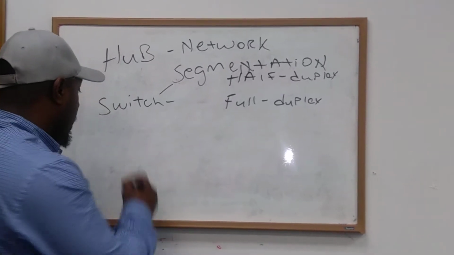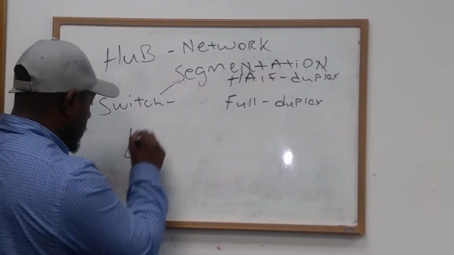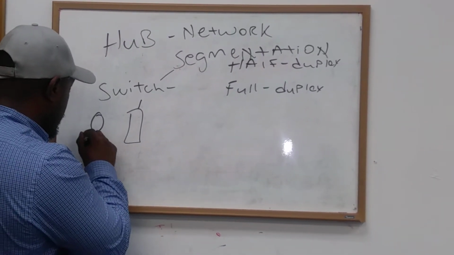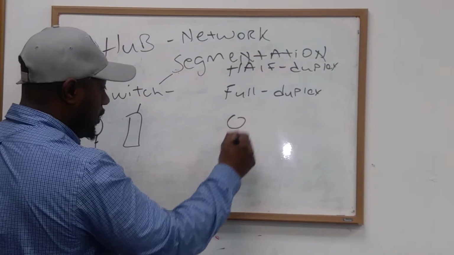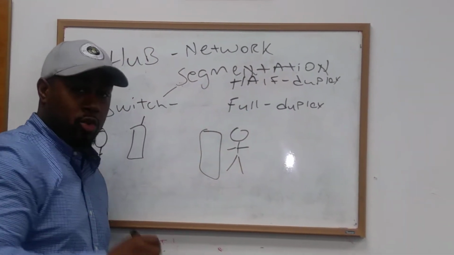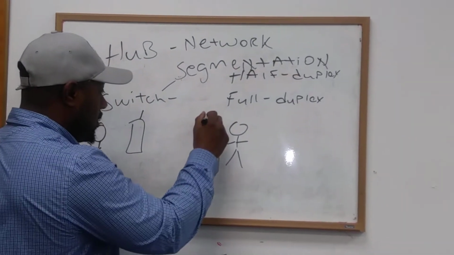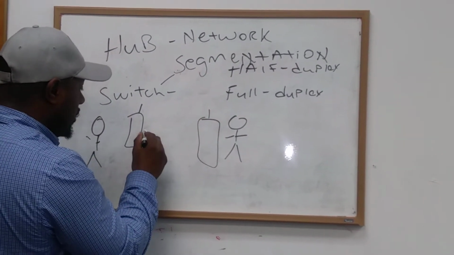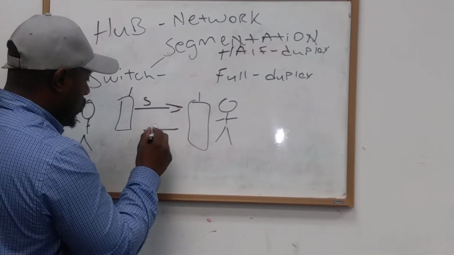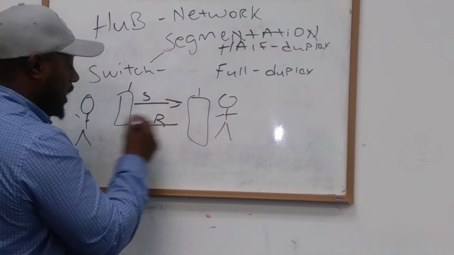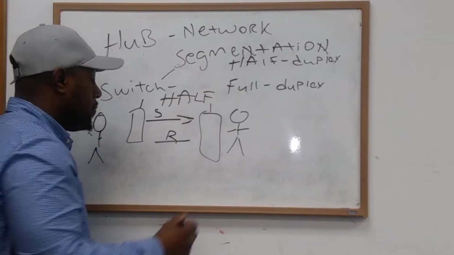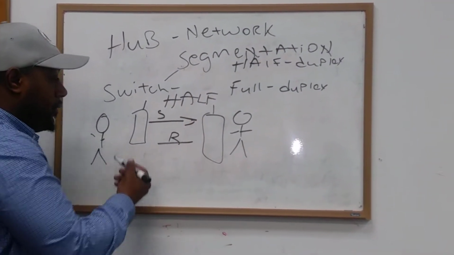a walkie-talkie. If you have a walkie-talkie, this is a walkie-talkie. This person right here with a walkie-talkie, and this person right here with another walkie-talkie. I'm not the best drawer, but the cameraman is. So you can either send, and you can then receive, but you can't do both at the same time. So that was the concept of half duplex. You can send at one time and you can receive at one time.